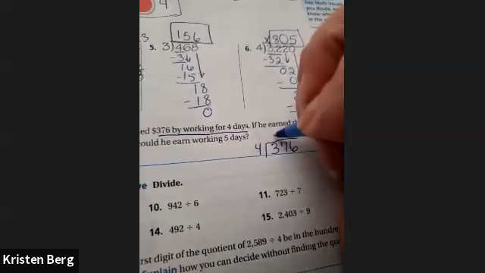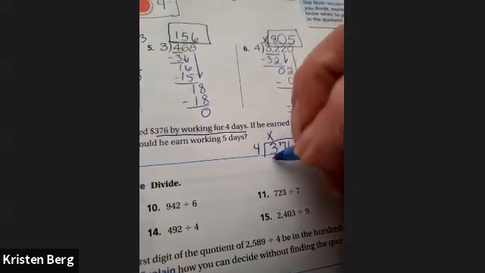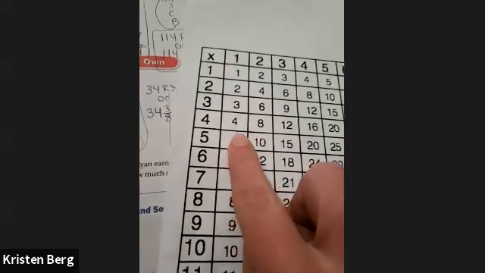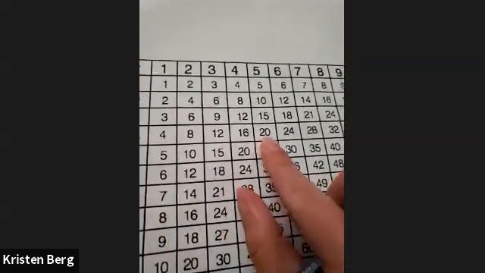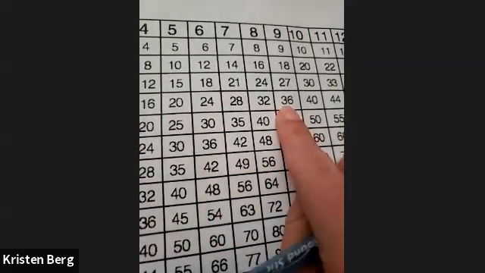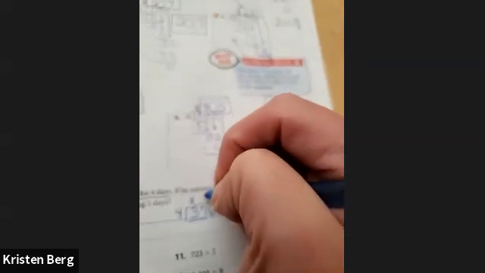Can 4 go into 3? No, it cannot. How about into 37? Well, how many 4s can go into 37? As close to 37 as possible without going over 37. Oh, it would be 9 times. So it would be 9.